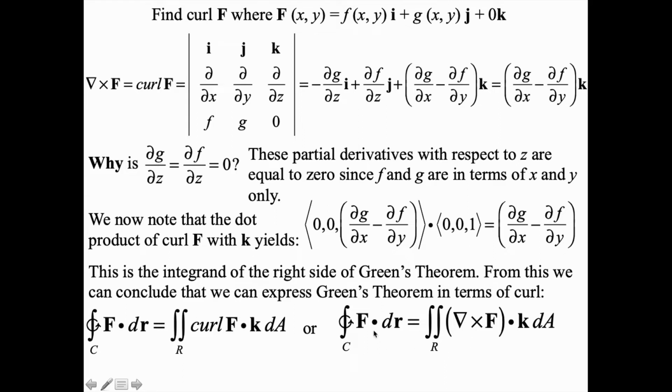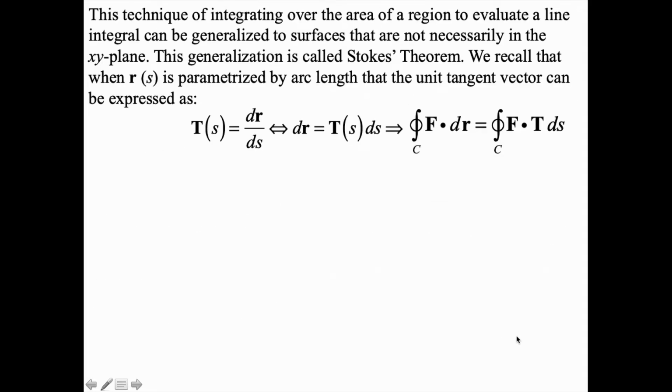And another way to write that, of course, curl can be captured by the symbol del cross F, which is essentially what we did right here, evaluating this pseudo-determinant to get the curl expression. Well, the reason why we're going back to Green's theorem is because this notion of taking the double integral of the curl, or the component of curl in the normal vector direction, can be generalized.